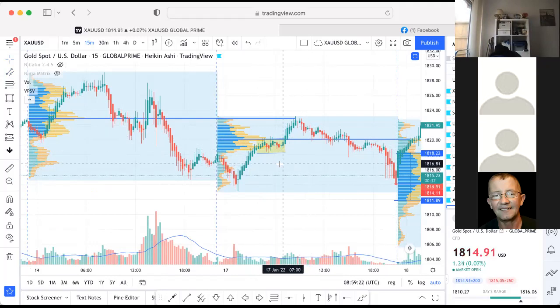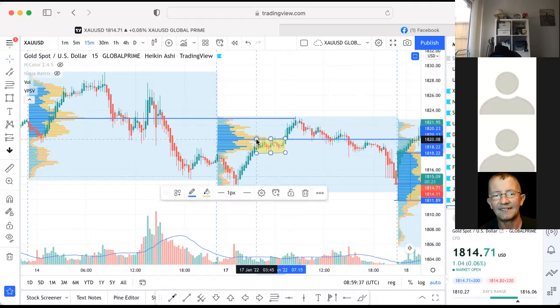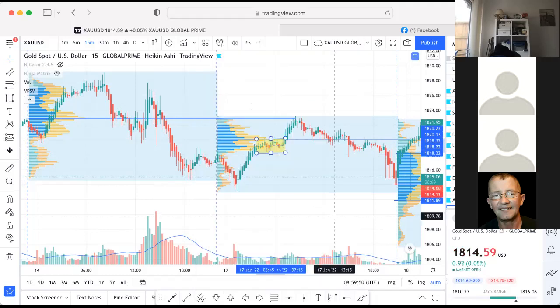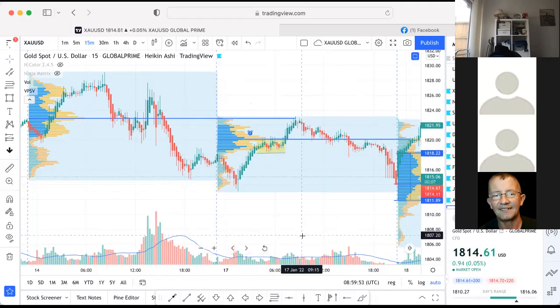I didn't know at that stage whether price was going to break out below the channel or above the channel. I suspected it was going to come out above because the POC was up there. But I set an alert on that, and this is how I set the alert. You click on the box, you click on the alert, you ask it to alert you when it's exiting the channel, once per bar, and create. And then you can walk away and you'll get an alert on your computer and also on your mobile phone if you set it up for that.